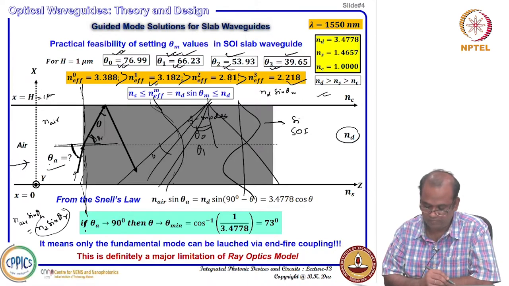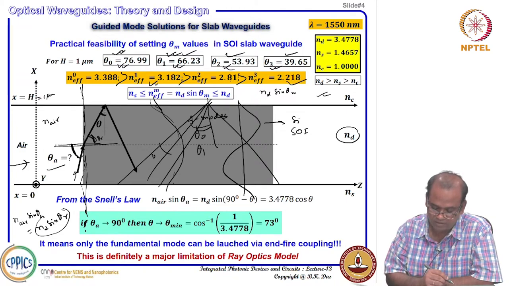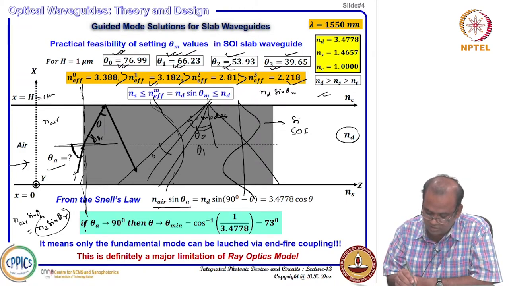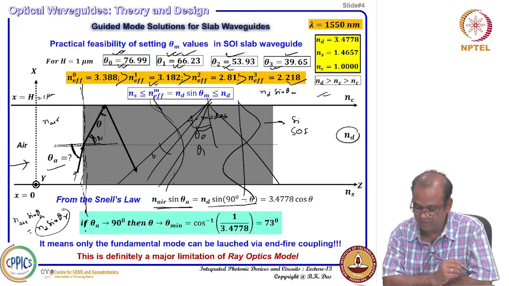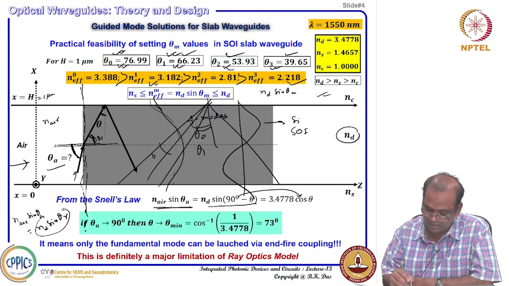angle of incidence theta A here, and theta R obviously is nothing but 90 minus theta. Suppose this is theta I have defined, 90 minus theta. So, that is why we have written Snell's law as N A R sin theta A equal to N D sin of 90 minus theta. Okay. So, now sin of 90 minus theta means cos theta. So, that means, with N A R refractive index being 1, right, sin theta A equal to N D, which is 3.47778, that is what we have written here, times cos theta. So, this is the expression.